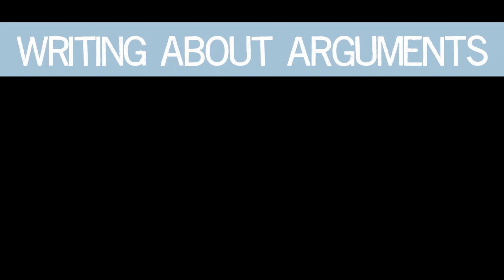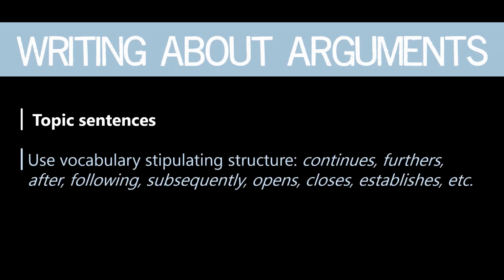So when writing about arguments, our topic sentences are crucial. This is where we'll be able to outline the arguments within an article. Now make sure you use vocabulary that stipulates the structure. Here are some phrases which you might find useful. Continues, furthers, after, following, subsequently, opens, closes, and establishes. And these are just some of many.